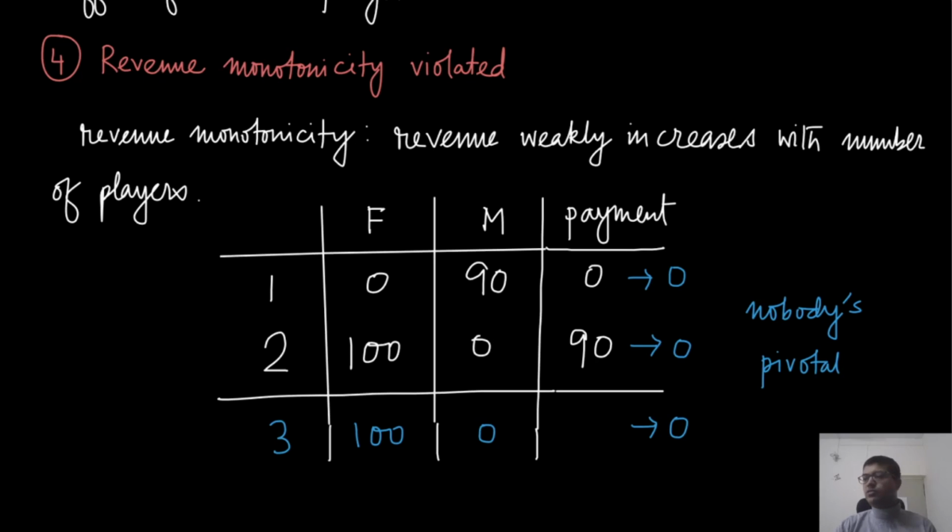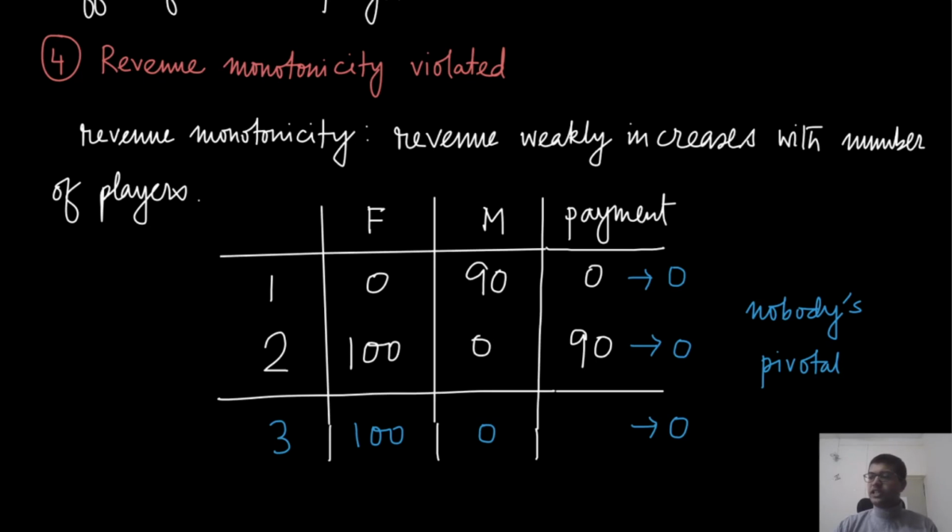So what is revenue monotonicity? It means that the revenue is going to be weakly increasing in the number of players. When you have more players, you expect that the competition will increase, and therefore the payment that they are going to make is actually going to be larger, right? So that is revenue monotonicity. But in this example, we will show that it is violated in the context of the VCG mechanism.